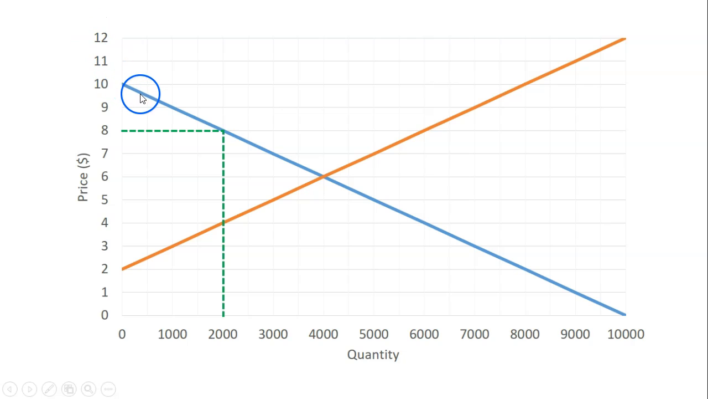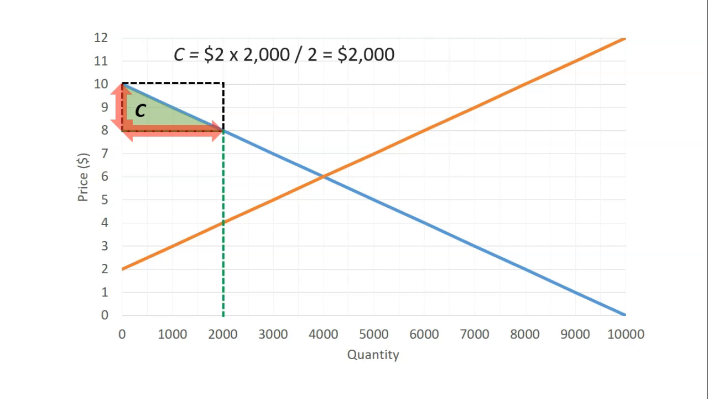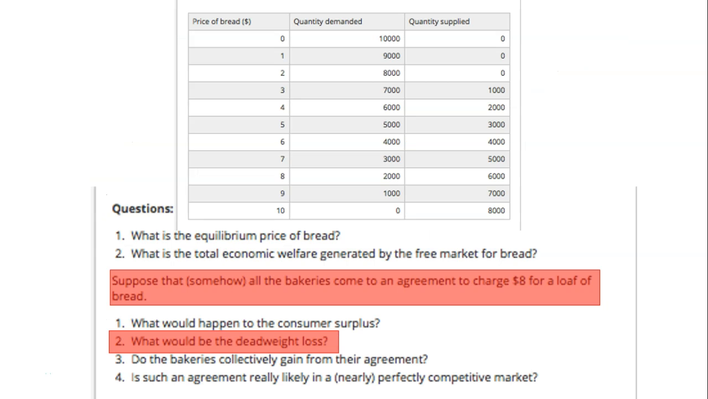Well, it's the area under the demand curve up to the new lower quantity supplied to the market and above the new higher price. That area there is our new consumer surplus area. How do we calculate it? The same way as we calculated the previous area. We'll take a rectangle, height of 2 times the width of 2,000, cut it in half, and there you've got the area of that consumer surplus triangle, $2,000. Easy peasy lemon squeezy.